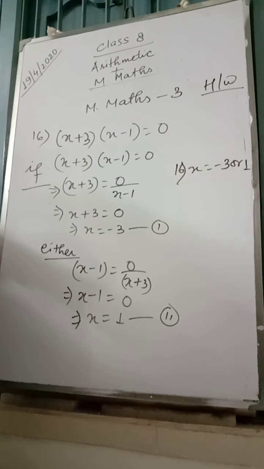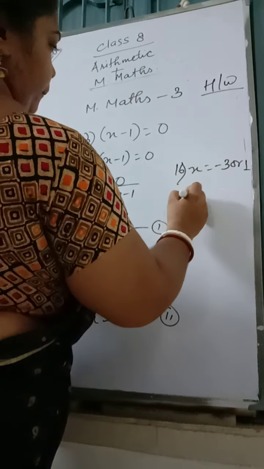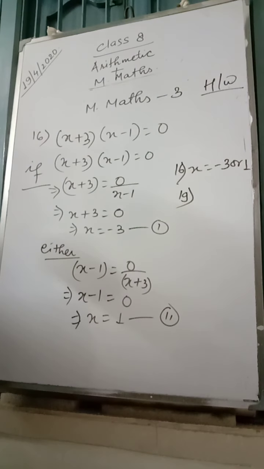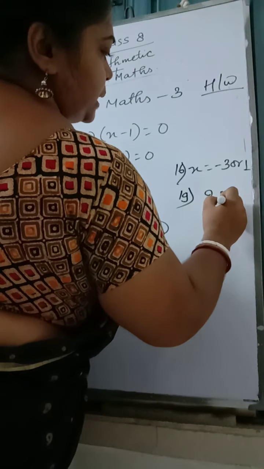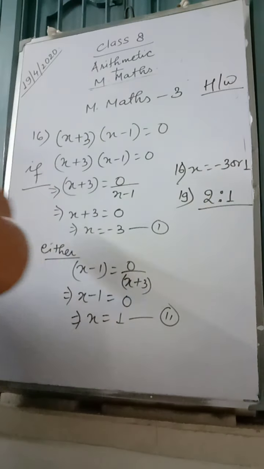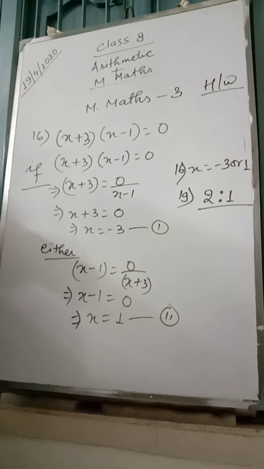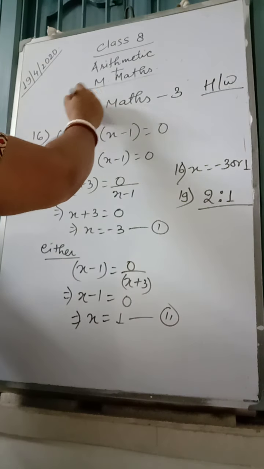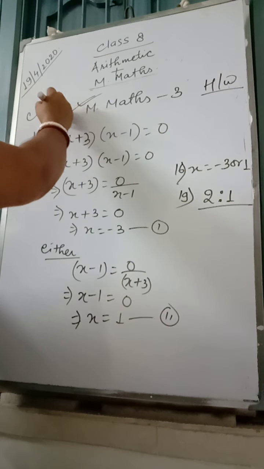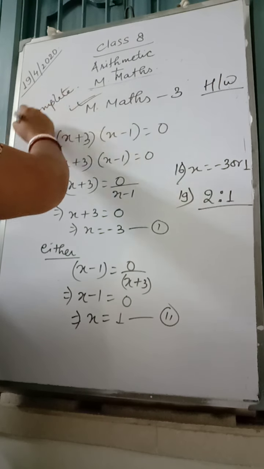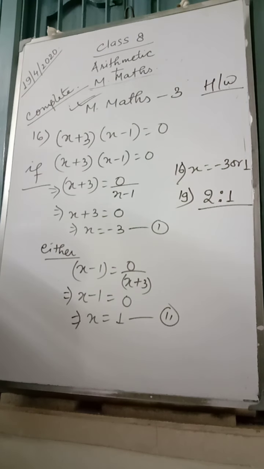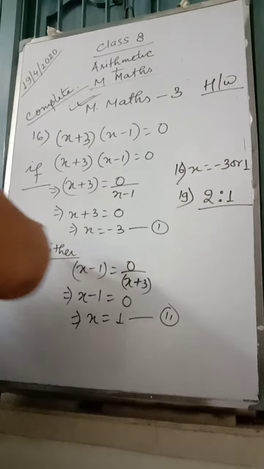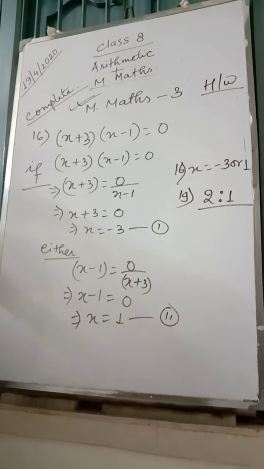Then question number 19, you can see, it is said a centroid divides each median in the ratio of 2:1, and others you can do. So you have to complete this mental maths 3. Next day we will be solving mental maths 4 or maybe algebra, geometry, something. So till then, keep practicing. Thank you.